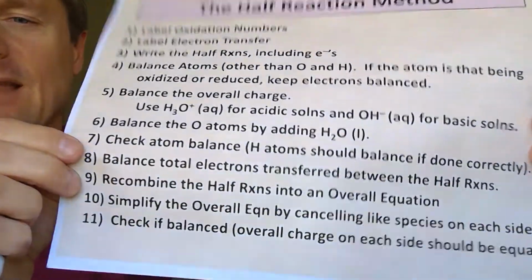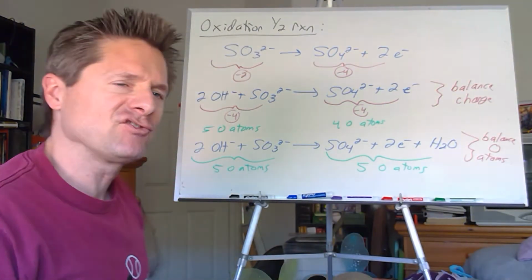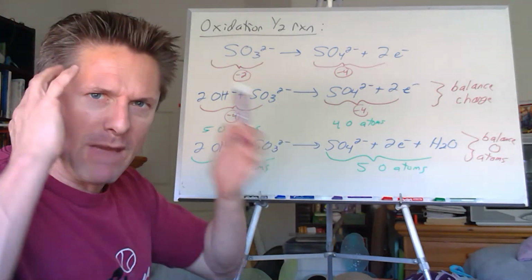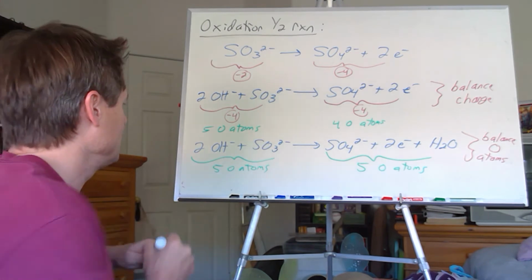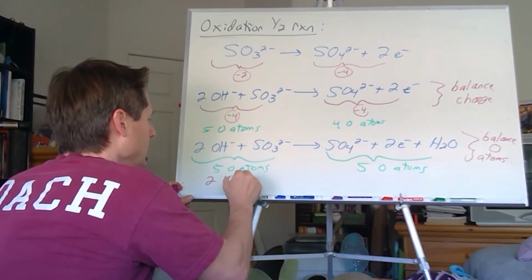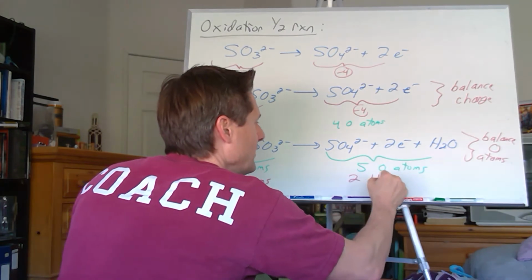If we did it right in step 7, the hydrogen should balance. Can you see how you're going to get faster and faster the more you do this? First few times you're like, my brain! All right, I have 2 hydrogen atoms here. None, none, 2 hydrogen atoms there.